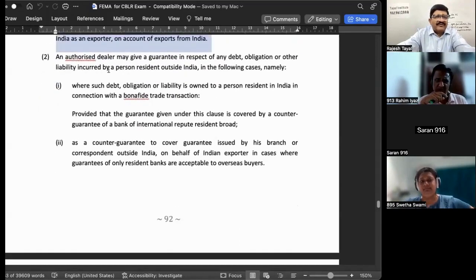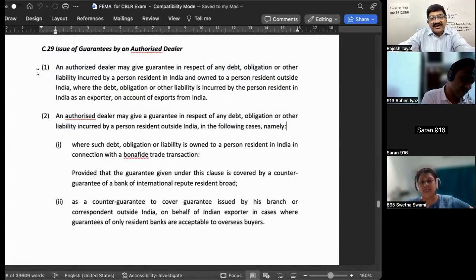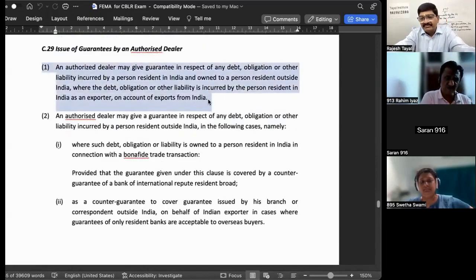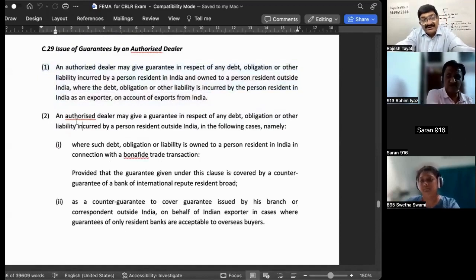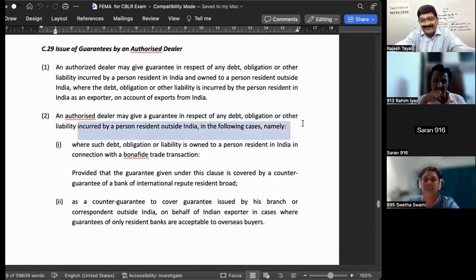Okay. Then what is further? An authorized dealer may give a guarantee in respect of any debt, obligation, or other liability incurred by a person resident outside India, in the following cases, namely, when such debt, obligation, or liability is owed to a person resident in India. This is the other way. This is a guarantee given by whom to whom? By the authorized dealer to the resident, but on behalf of the non-resident. It is both ways.